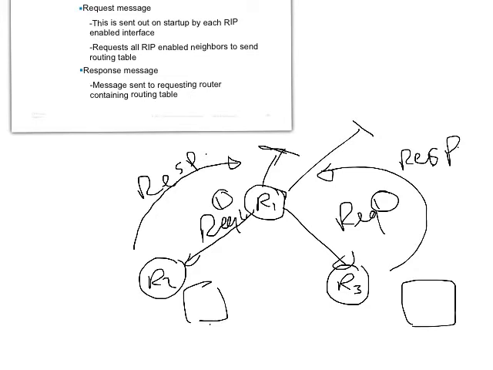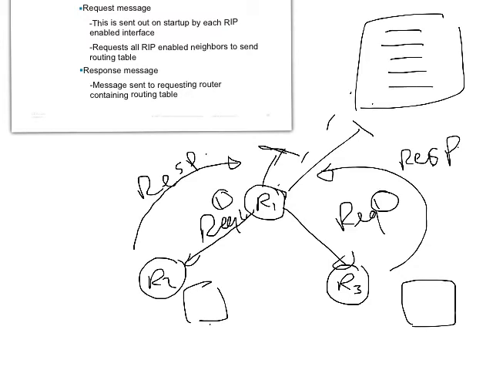Okay? So when router 1 receives the response from router 2 and router 3, it will update its own table with all the entries that it received from router 2 and router 3. Okay, so this is number 1. This is number 2. It will update the routing table of its own, of router 1.